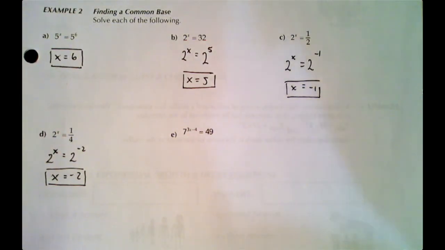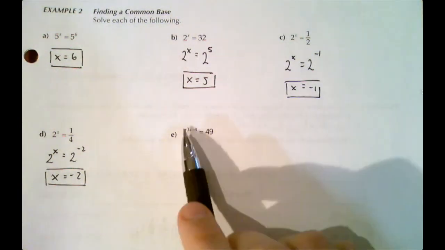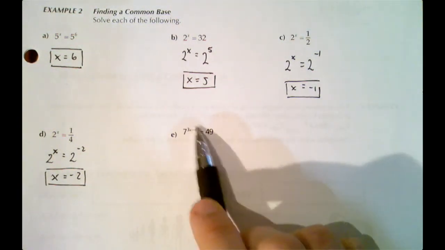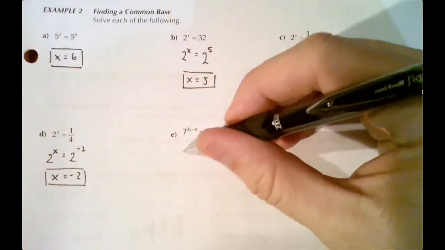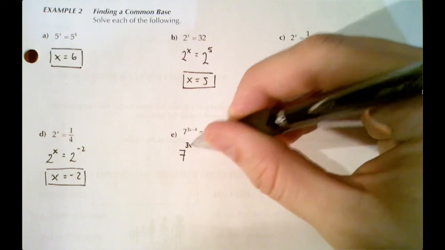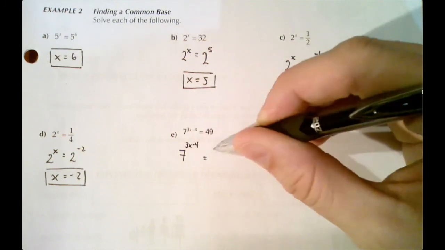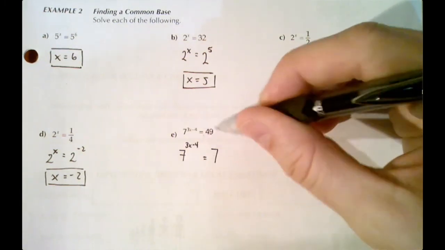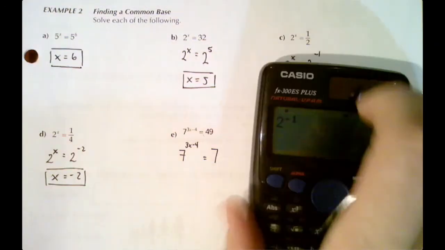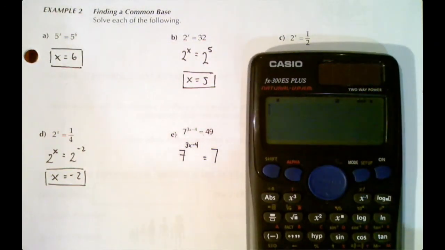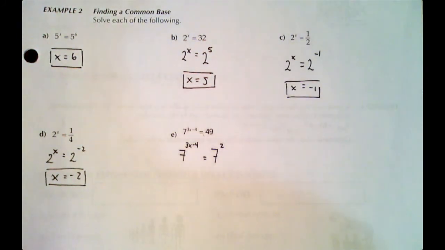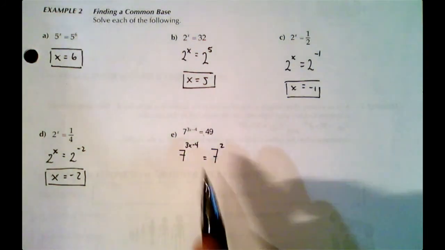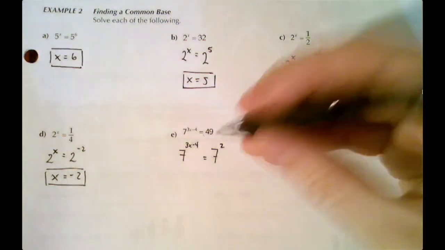Now this one looks a lot more complicated. It's really not. 7 to the exponent something, that something's just a little bit more complicated than usual, is equal to 49. Same rule still applies. 7 to the exponent something is going to give us 49. And it's 2. 7 squared is 49. So instead of 49, we can write 7 squared. Now, since the bases are the same, we set the exponents equal.